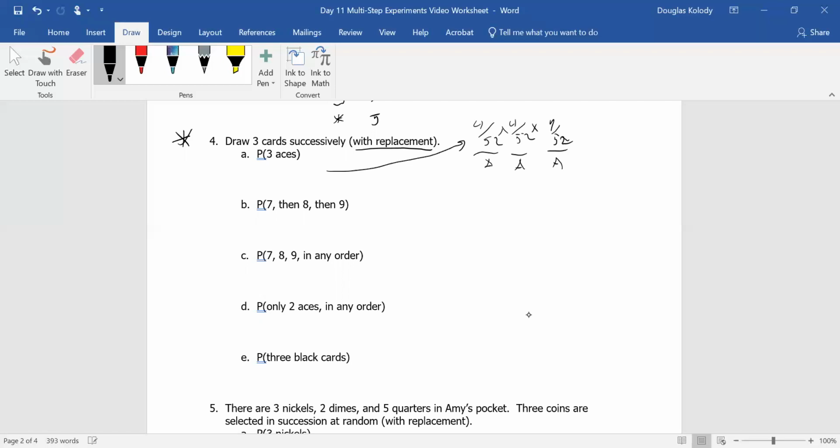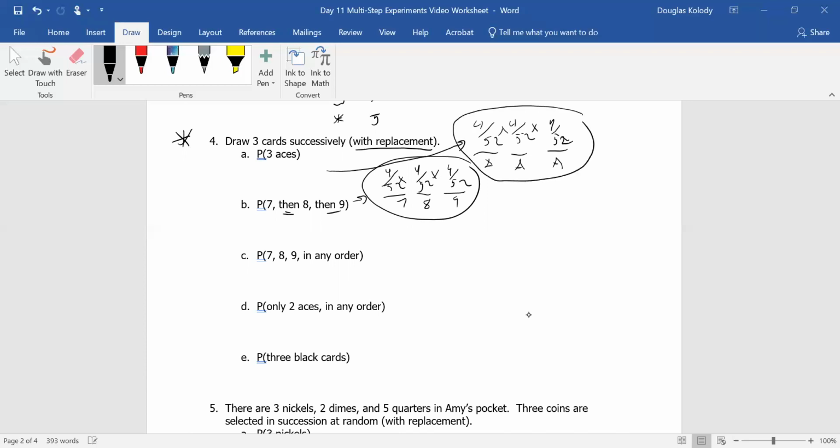That's it. A 7, then an 8, then a 9. So the order is very specific. It's got to be 7, then 8, then 9. There are 4 7s in the deck. There are 4 8s in the deck. And there are 4 9s in the deck. But because this is the only order that they can be drawn, 7 first, 8 second, 9 third, I am done with this particular question. That's it.